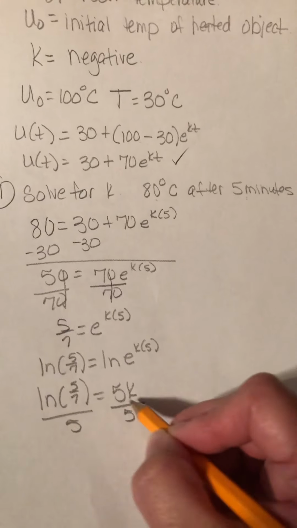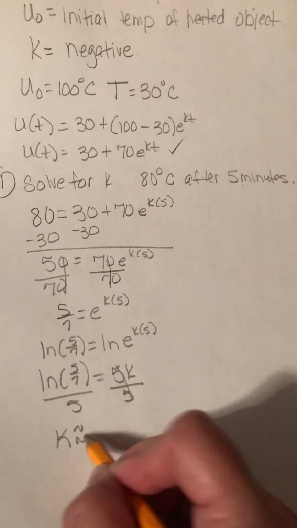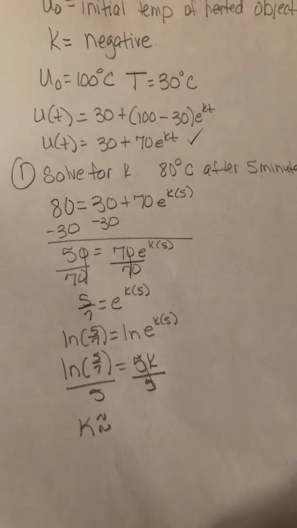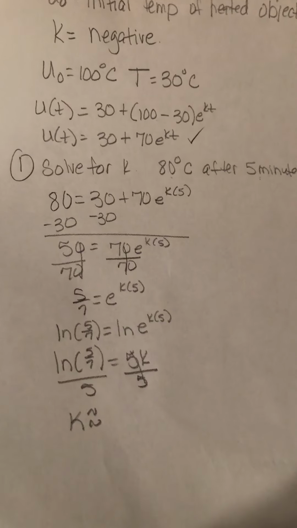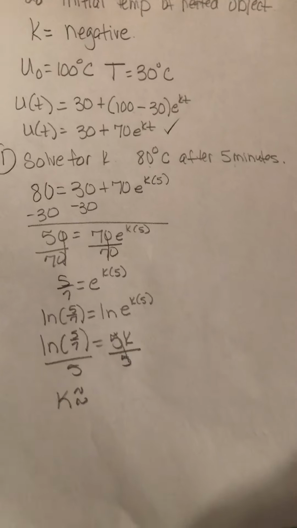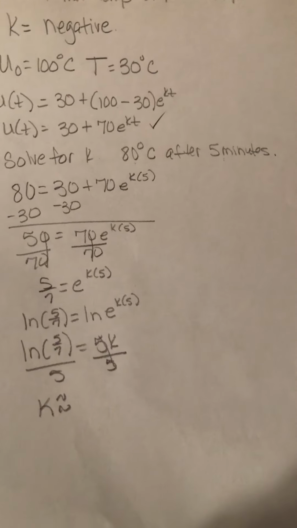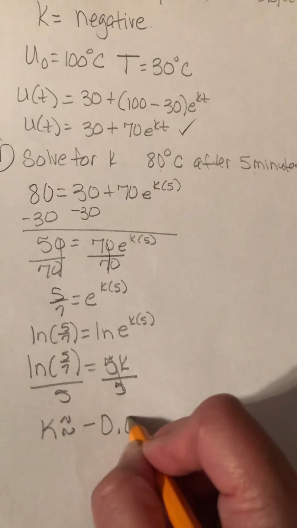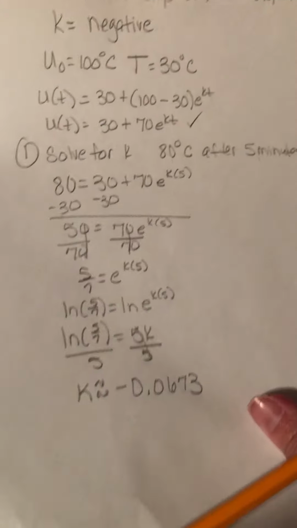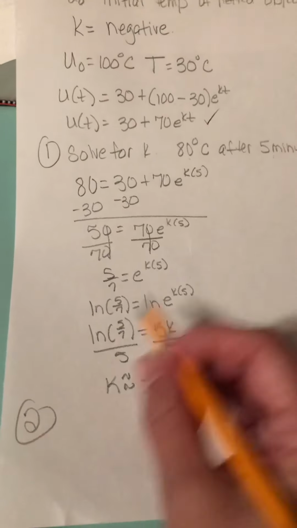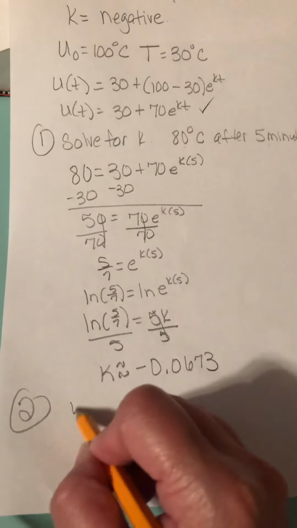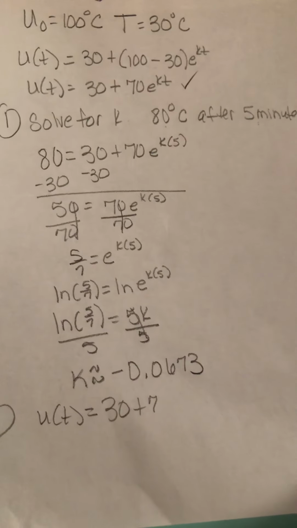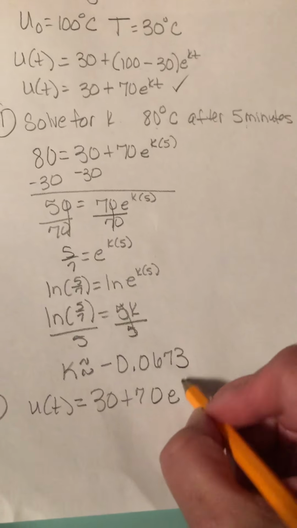So we're going to divide both sides by 5. Now remember, k should be a negative value. So when you plug in the natural log of 5/7 divided by 5, you should get a negative number. Now this decimal is not going to be nearly as bad as the one that we had in the carbon-14 dating example, so I'm only going to go out 4 decimal places on this one. So now I know k. So let's go back to our generic formula right here. U of t is equal to 30 plus 70 e to the k t.